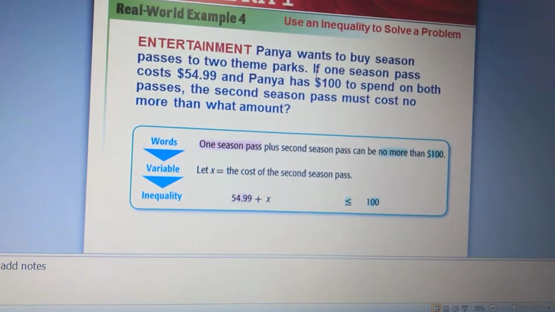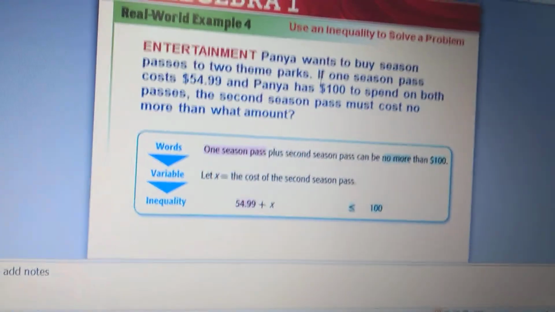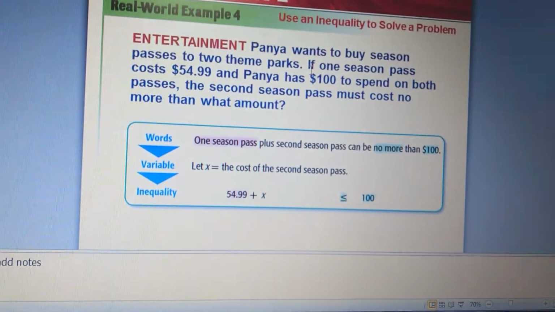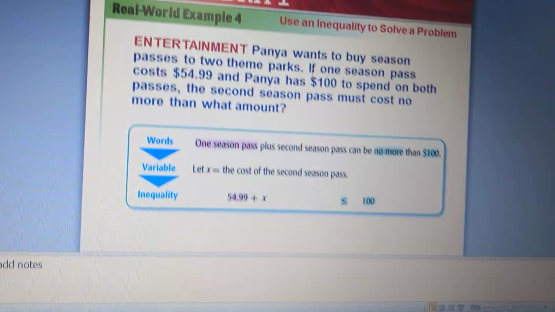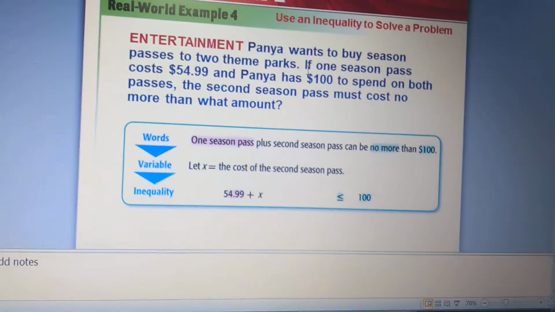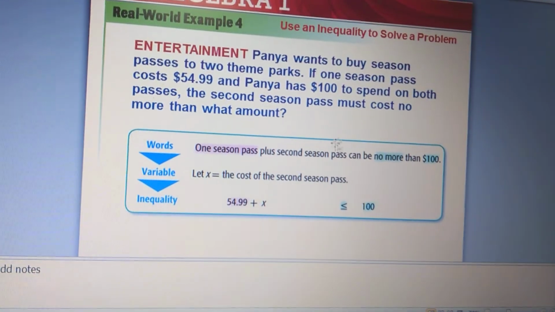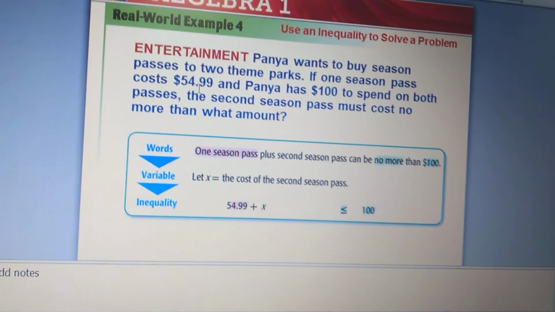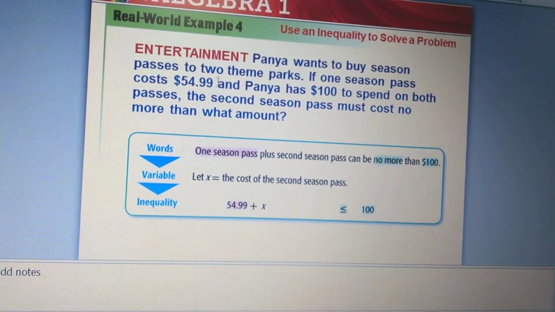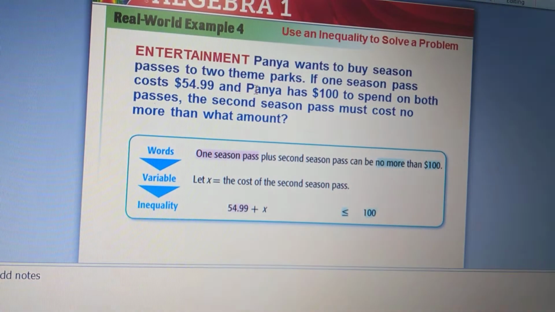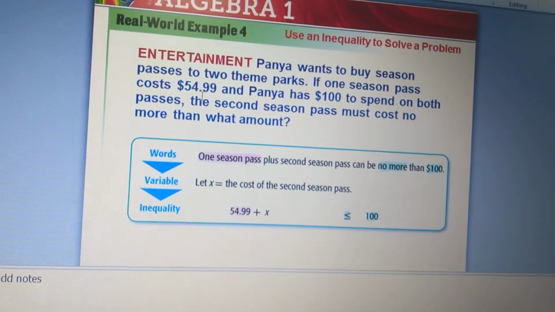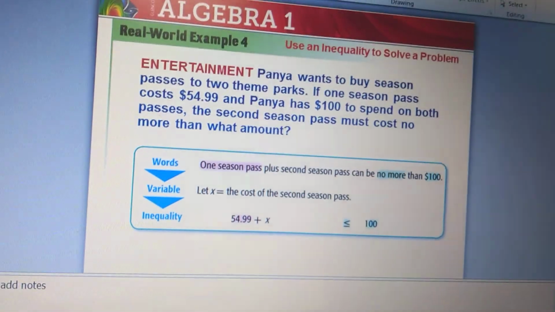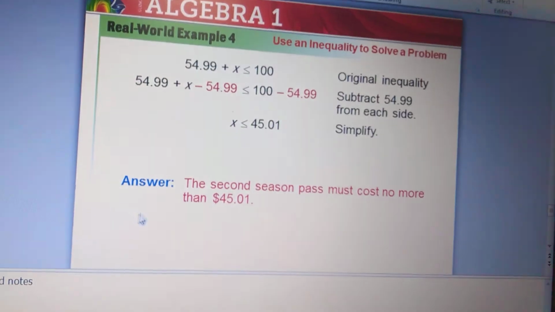Therefore here what shall I use? I will use less than or equal. Why or equal? Because she can spend the whole $100 and she can spend less than. But can she spend more? No, she cannot. Therefore the sign I will use is less or equal. Of course, 54.99 is the cost of the first, plus the second season pass, I don't know, I put x. 54.99 plus x less or equal 100. Then I solve it. Like here, I solve it.